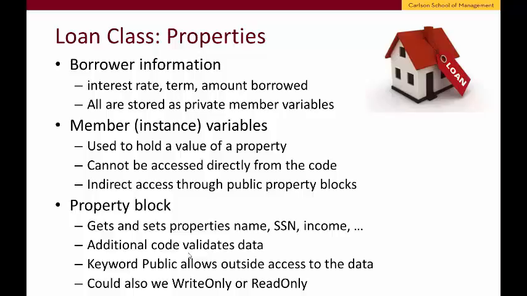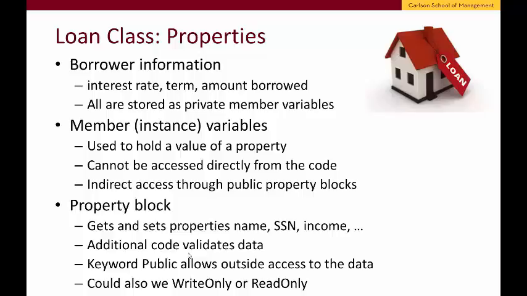The convention has them start with a lowercase m followed by an underscore. For example, m underscore amount would be a private member variable of type double. The member variables, unlike with the data structures we had before, cannot be accessed directly from the code. Instead, an indirect access through something called public property blocks facilitates the data exchange.